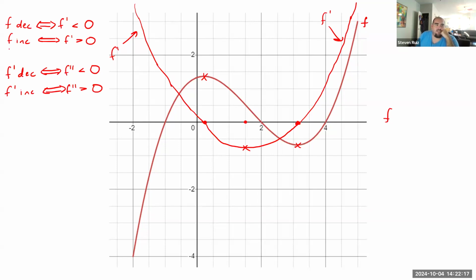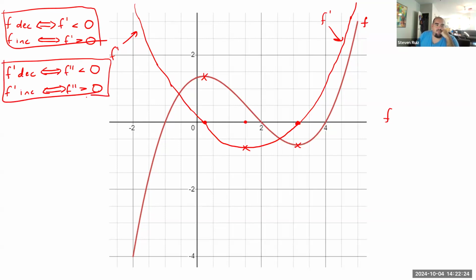If you'll notice, these two ideas here are very similar to these. In fact, the ideas are the same. The only thing that's changed here is the names of these functions. But I'm still relating some function to its first derivative. In this top box, the original function is f, and in this bottom box, the original function is f prime. But the first derivative tells me the same thing about that upper function.